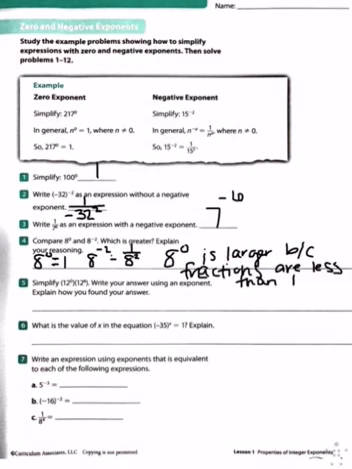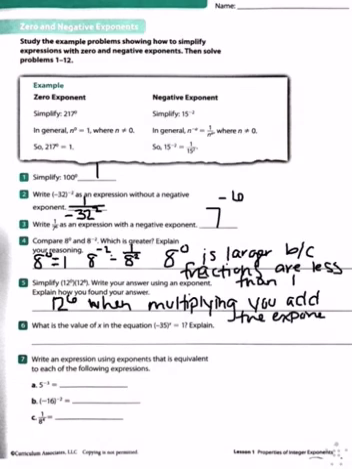Number 5, simplify 12 to the 0 power and 12 to the 6th. Write your answer using an exponent. Explain how you found your answer. So we are multiplying, so when we multiply, we add the exponents. 0 plus 6 is 6, so 12 to the 6th power. So when multiplying, you add the exponents. Zero plus 6 equals 6.